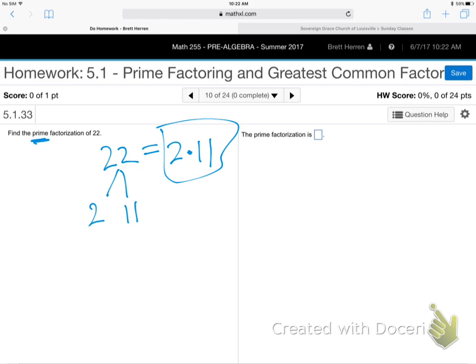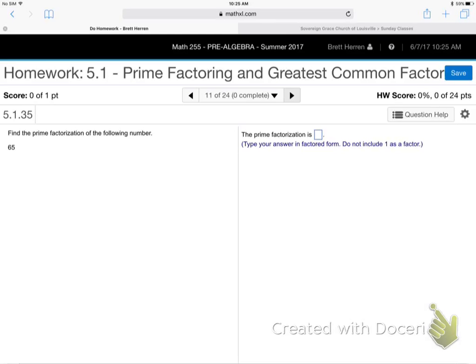Is that good on that? All right, so 65. Use your calculator, break it down, see what that's divisible by. What times what's 65? 5 by 13. That doesn't go any further, so that's it. The breakdown of 65 is 5 times 13.